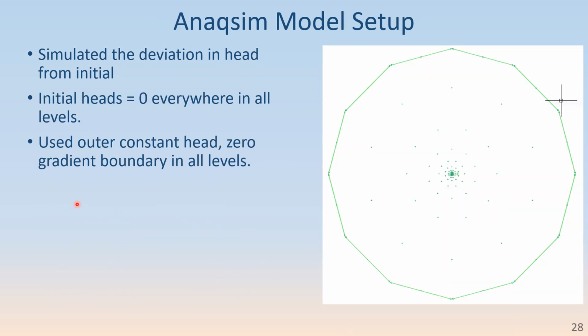This was an Anaqsim model where we used constant initial heads. Basically set the heads to 0 everywhere in all levels, so that was the starting condition, and we simulated the deviation in head from this 0 initial condition. And the outermost boundary in all 9 layers was a head specified outer boundary that set a 0 gradient and used the average head, which was set to 0 in each of the 9 layers.